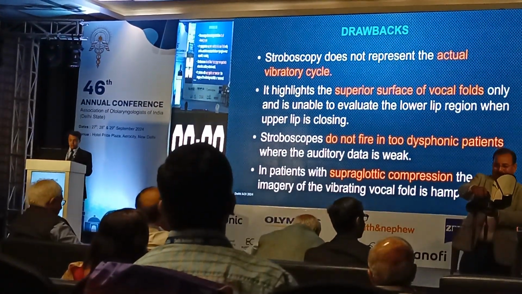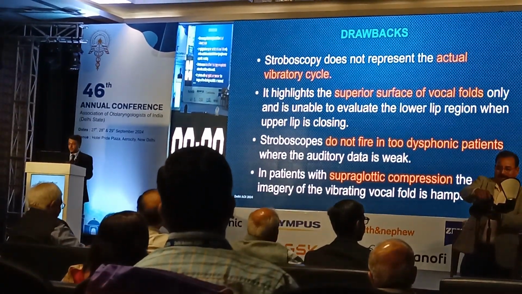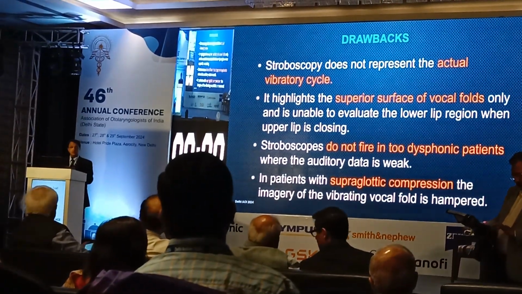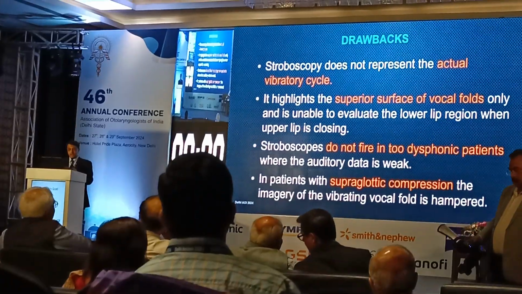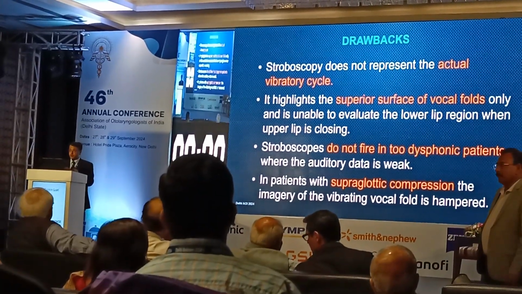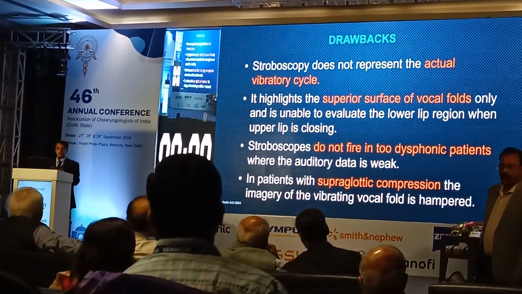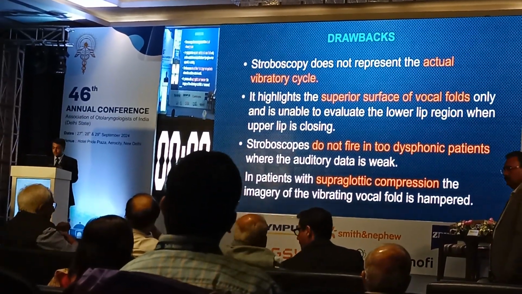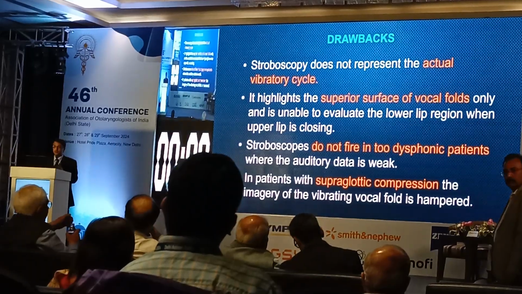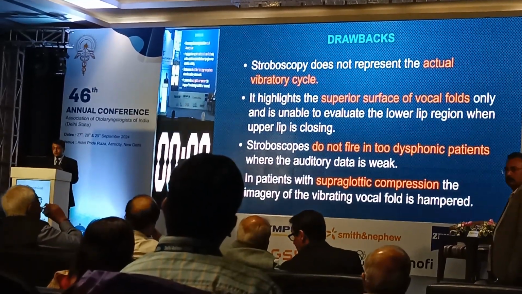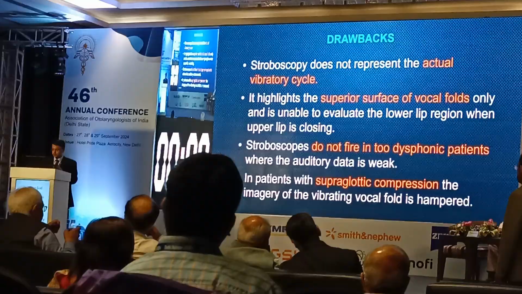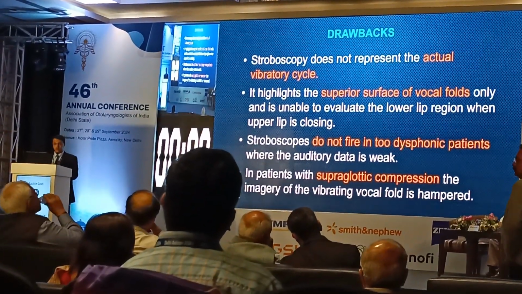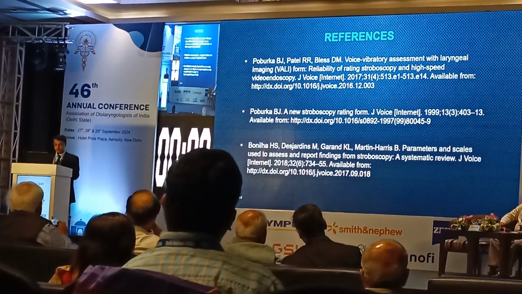Every procedure has some drawbacks. So for stroboscopy, it is not the actual vibratory cycle, it is a superimposition of multiple glottic cycles. It highlights only the superior surface of the vocal folds, and sometimes it is not possible to visualize the lower lip properly. In severely aphonic or dysphonic patients, the strobe will not fire as there is no voice. And in patients of severe supraglottic compression, the imagery of the vocal fold is highly impaired and we cannot assess the pathology properly. These are my references.